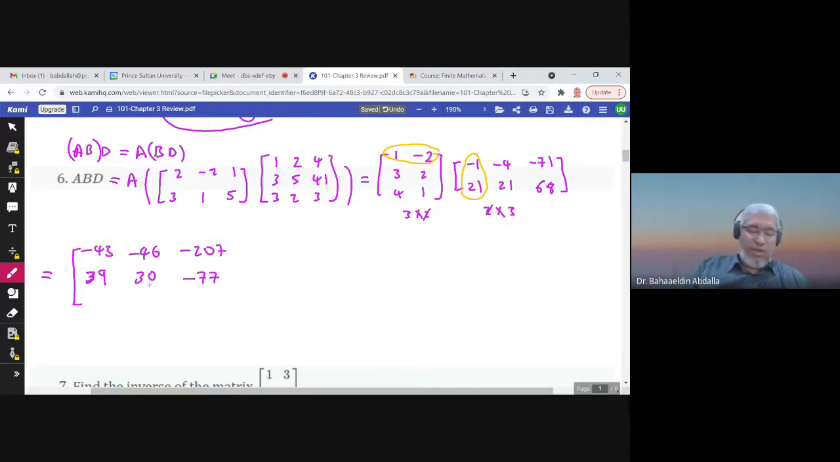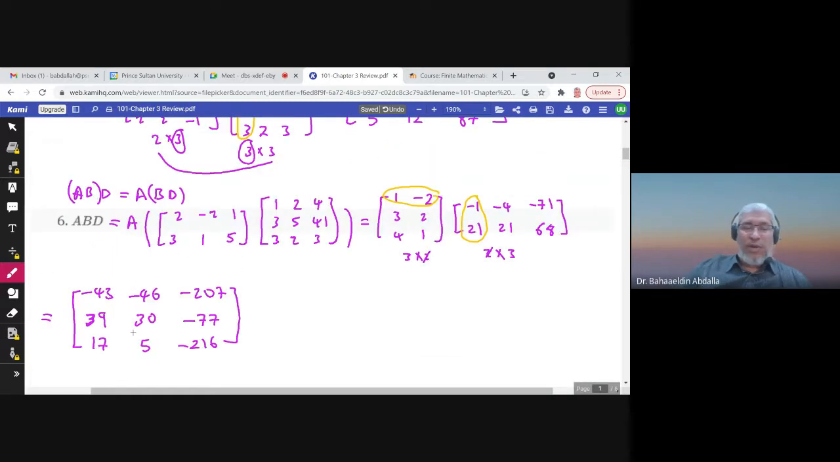4 times minus 1 plus 21, 17. 4 times negative 4 plus 21, 5. 4 times negative 71 plus 1 times 68, negative 216. So this is the answer.